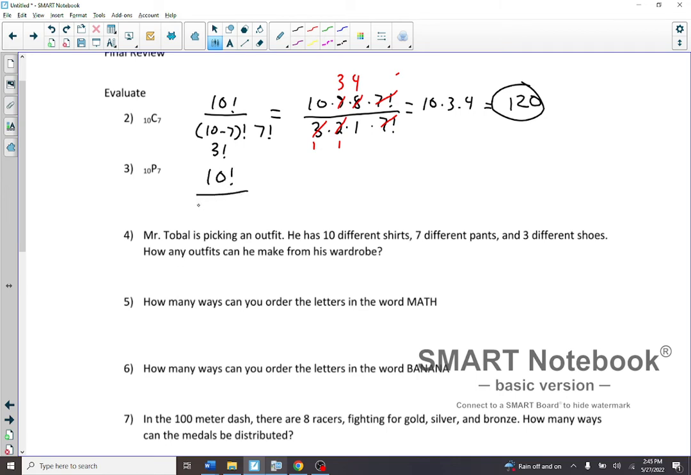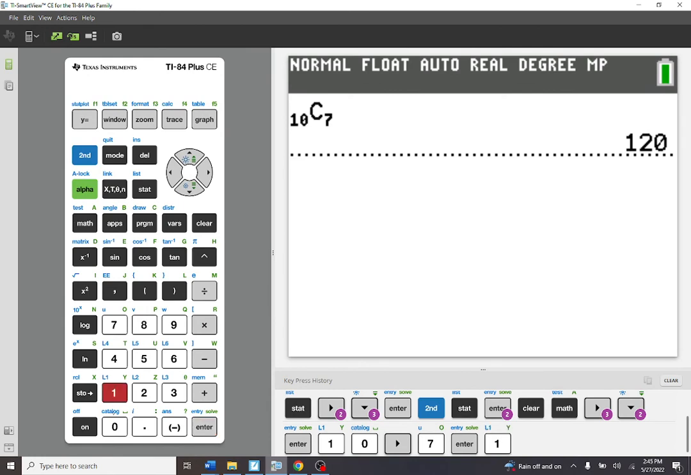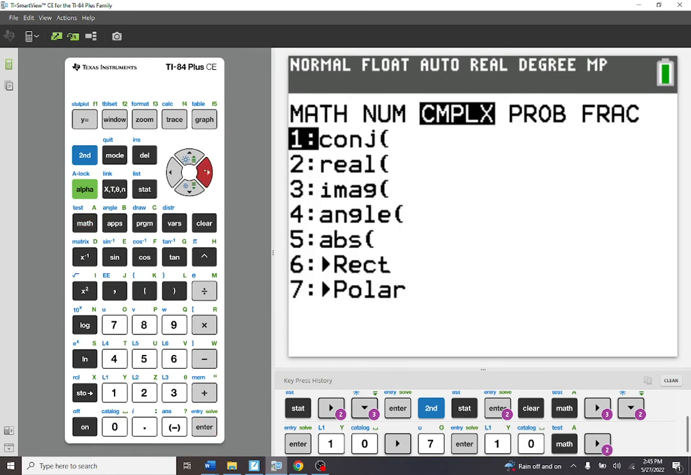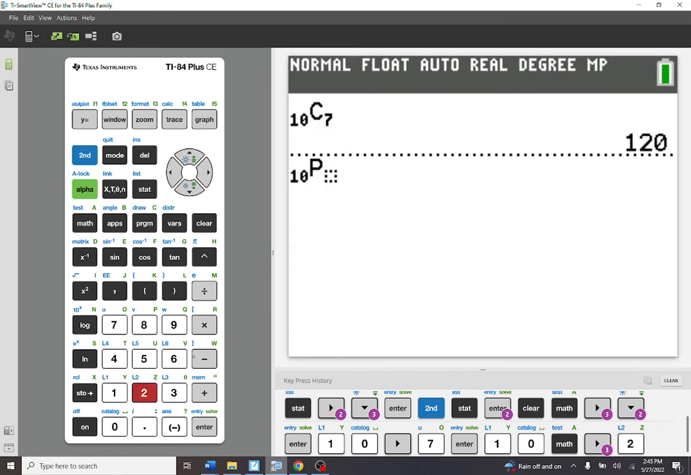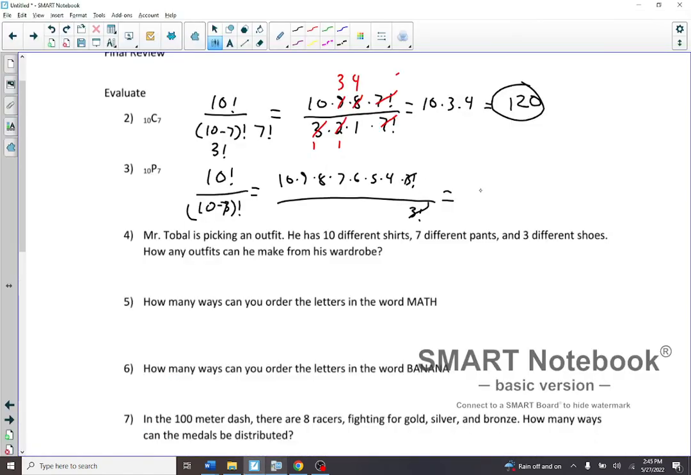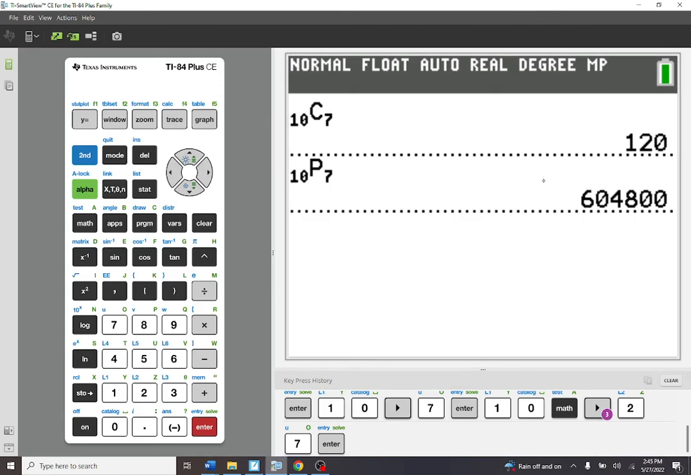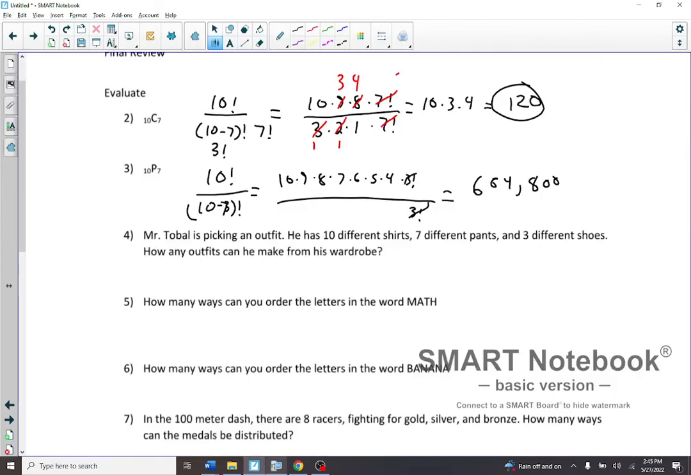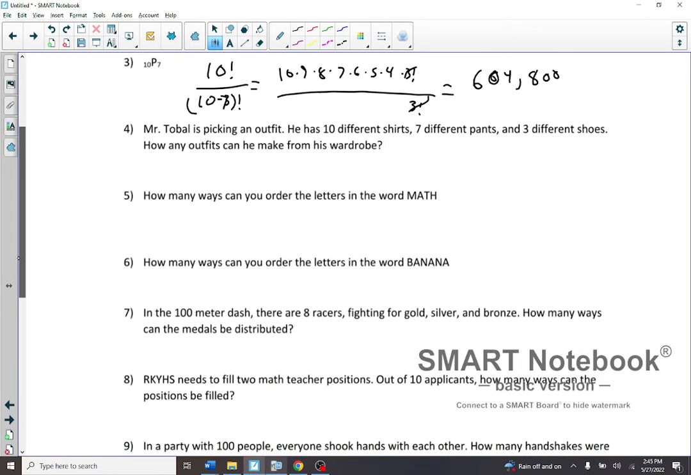10! over (10 minus 7)!, which is 10 times 9 times 8 times 7 times 6 times 5 times 4 times 3!, all over 3!, cross that out. That's a pain in the butt to multiply, so what I'm going to do is just use my calculator. 10, math, probability, I want nPr, so 2, 7, equals 604,800. Okay, so use your calculator to your advantage.